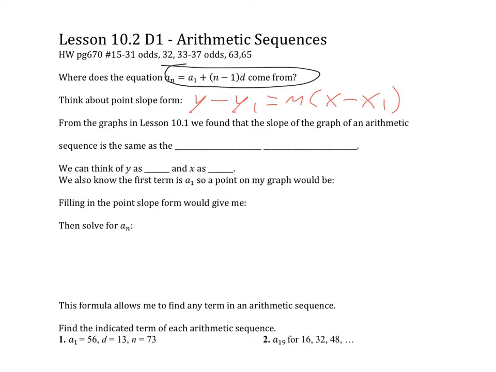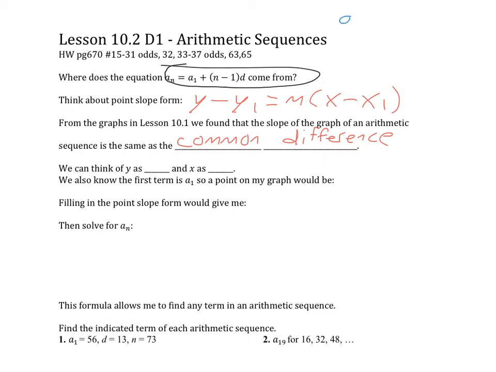From the graphs in lesson 10.1, we found that the slope of the graph of an arithmetic sequence is the same as the common difference, which is a little more obvious when you line up the equations. So let me show you what I'm talking about.